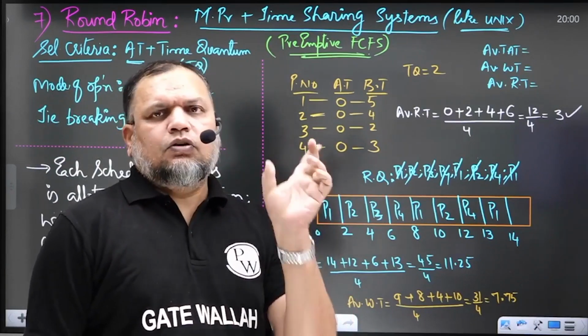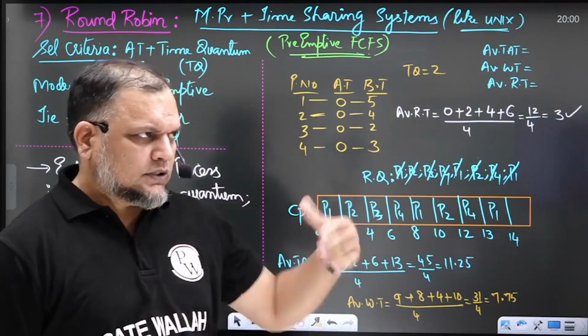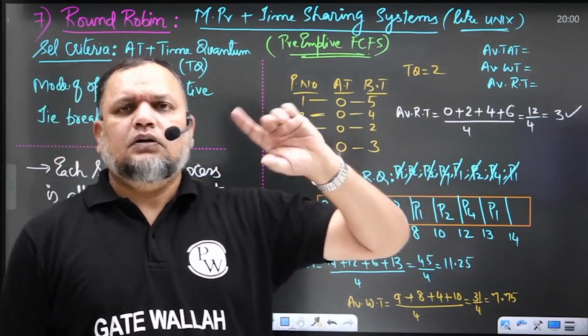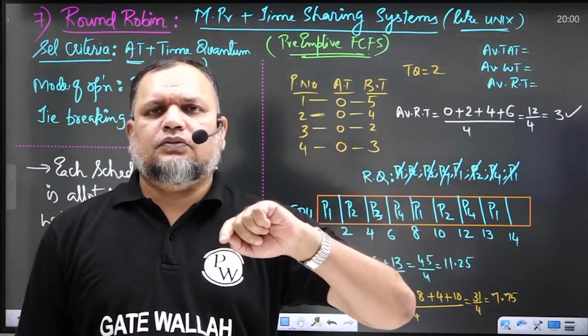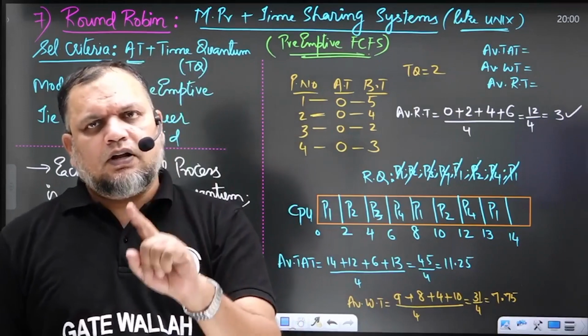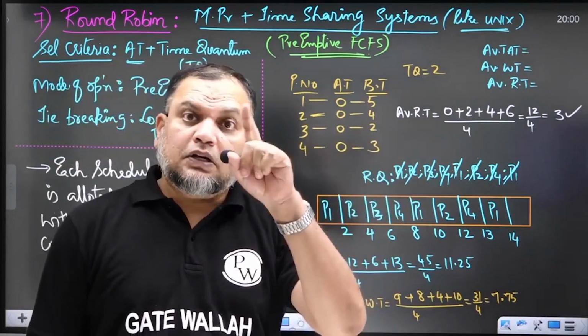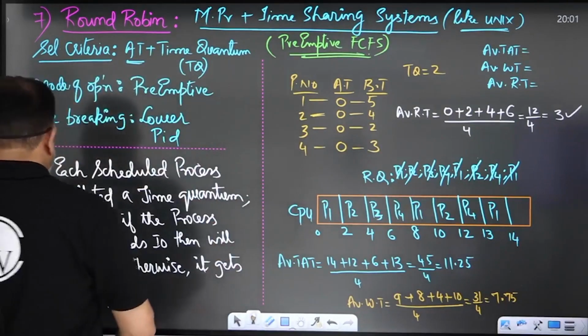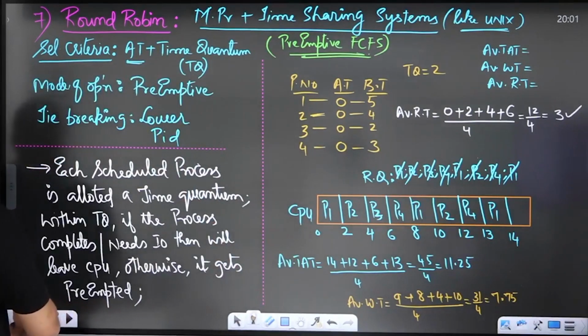What I want you to do is repeat the problem for first come first serve. Because we are saying this is preemptive, FCFS is non-preemptive. Repeat the problem for FCFS and let me know average turnaround time, waiting time and response time. Particularly response time. Let me write 5, 4, 2, 3.